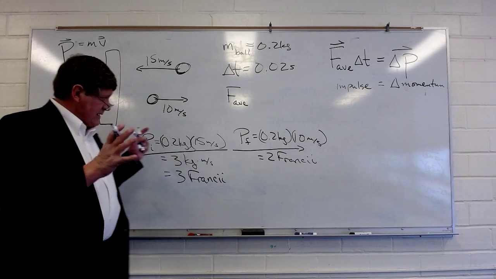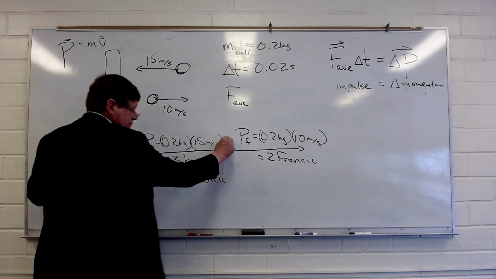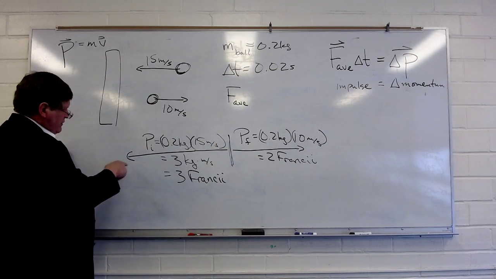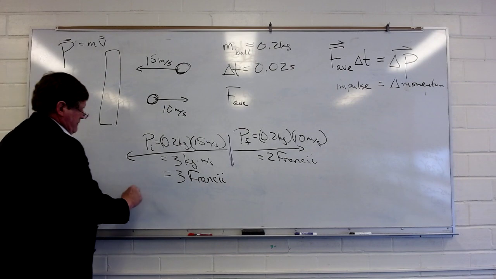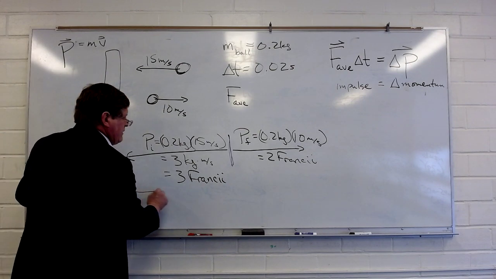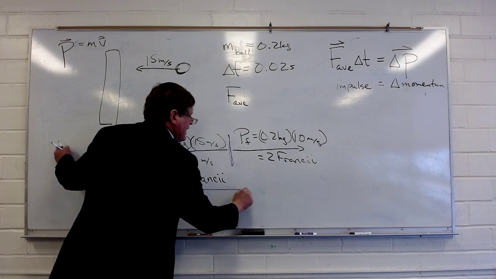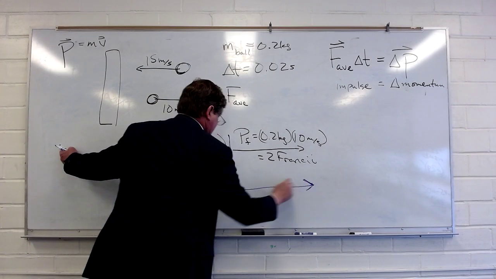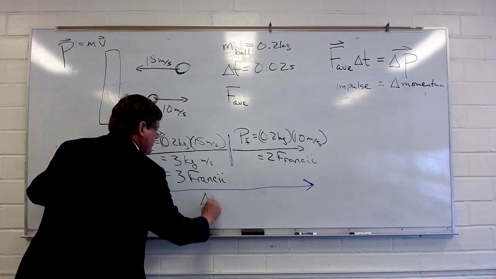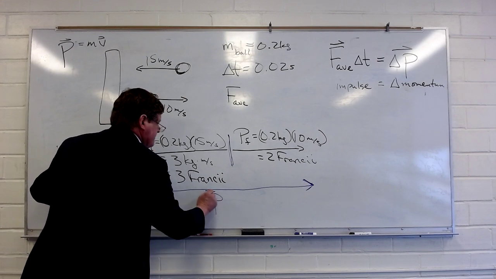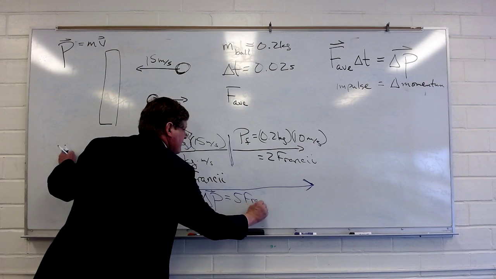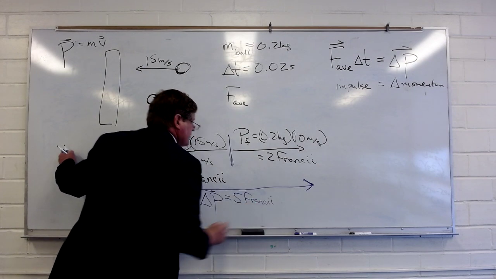And when you want to find the difference between vectors, you put them tail to tail, and then you ask, what vector do I have to add to my initial to bring it all the way down to 0 and out the other way to turn it into the final? So that change of momentum is going to be 5 Franci to the right.